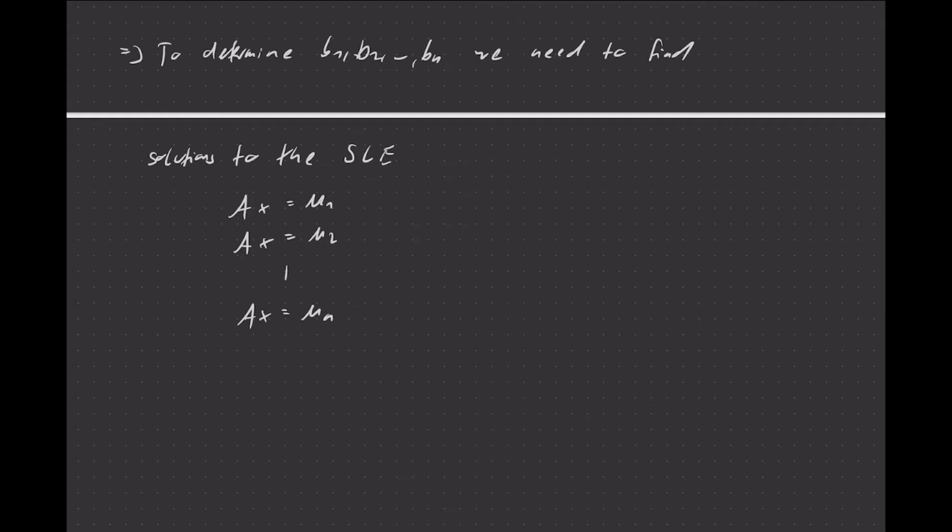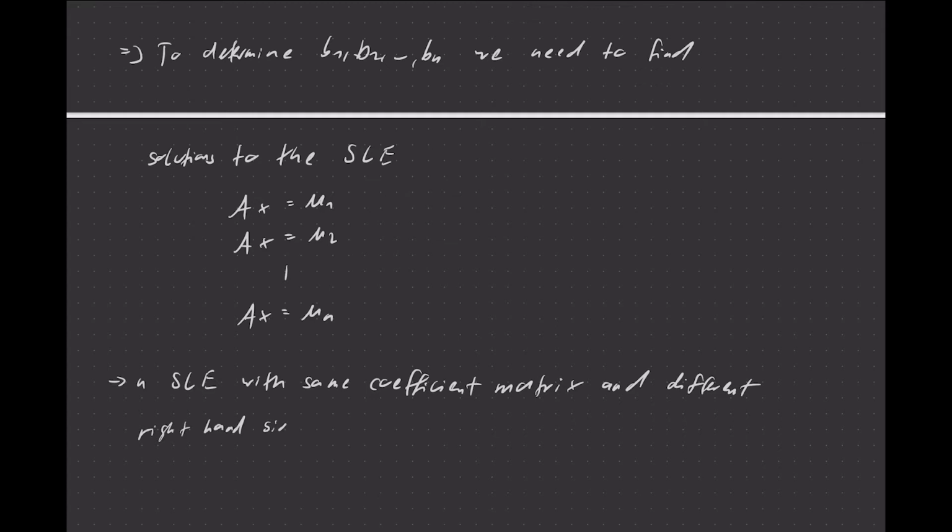So what we have here is n different systems of linear equations, each with the same left-hand side, that coefficient matrix A, and with a different right-hand side. N systems of linear equations with the same coefficient matrix and different right-hand sides. And those right-hand sides are U1 to Un.